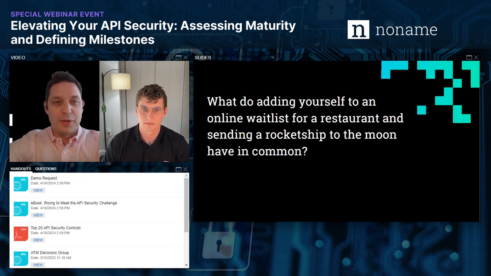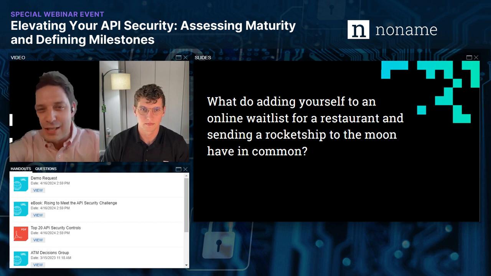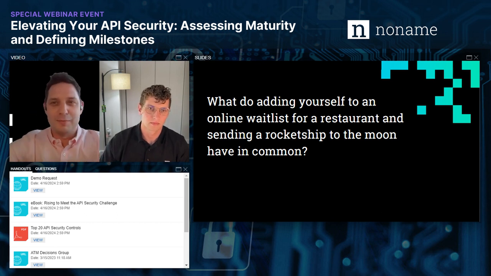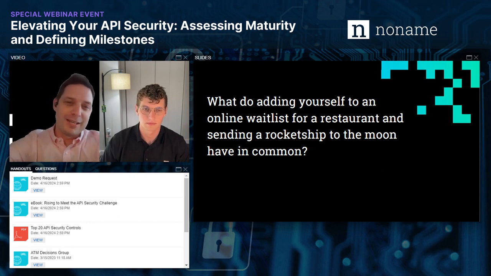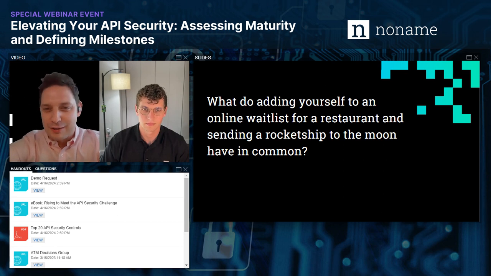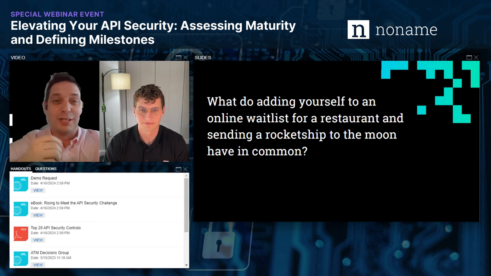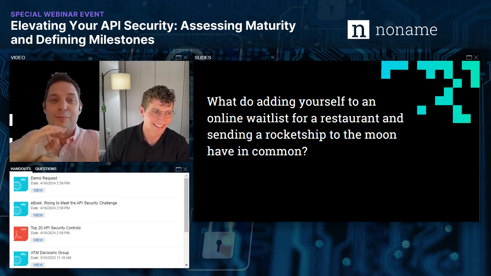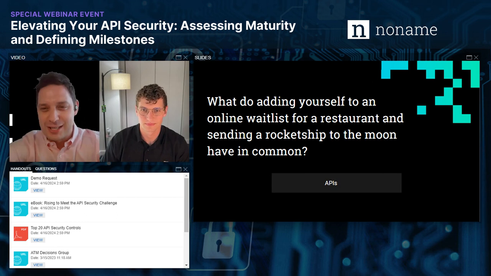All right. What is a better way to kick things off than with a fun question? All right, everyone. So what do adding yourself to an online wait list for a restaurant and sending a rocket ship to the moon have in common? I'll give you 5 seconds to lock in your answer. All right. The answer is both require patience and a lot of fidgeting while waiting for the final countdown. But at least with a wait list, you get some delicious food instead of a bunch of rocks. But also APIs. All right. So APIs, I understand this is a 3 out of 10 joke on a Comedy Central scale.